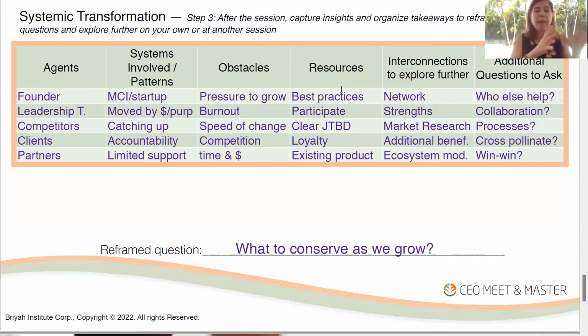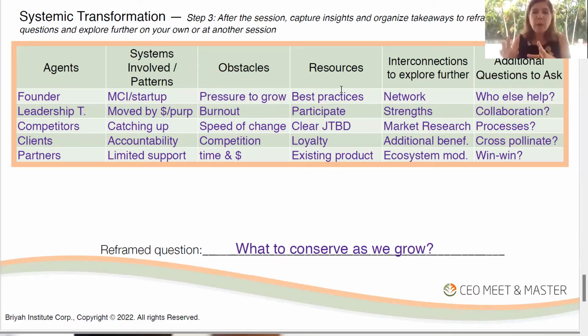Okay, so I had my agents there. I didn't include new agents, but I saw that the patterns were like the founder is a startup founder. So there's a specific pattern to that. The leadership is moved by purpose, but also by money, right? So I need to make sure I compensate them nicely. Competitors are catching up. Clients want accountability and partners have limited support.